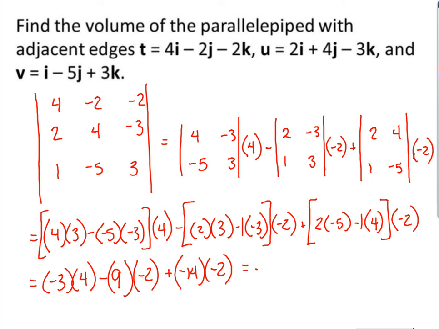Negative 3 times 4 gives us negative 12. Negative 9 times negative 2 gives us a positive 18. Negative 14 times negative 2 gives us a positive 28. If we add those all together, we are going to get 34. So our parallelepiped is going to have a volume of 34 cubic units.